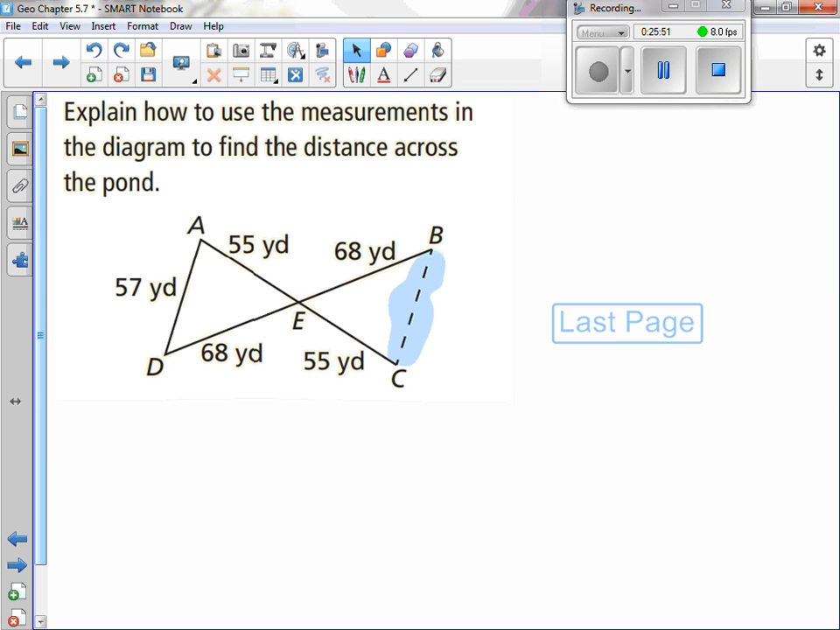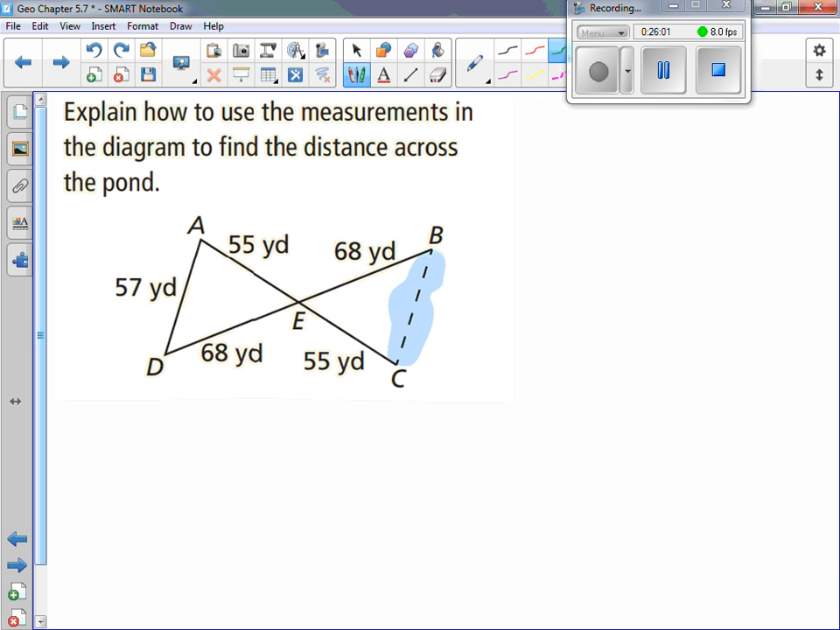Okay, I lied. We're going to do this last one here. Explain how to use the measurements in the diagram to find the distance across the pond. Well, it's congruent to itself, yes? Or not to itself. We have vertical angles. So what do we have here? I have a side, an angle, and a side. So would these two triangles be congruent to each other?